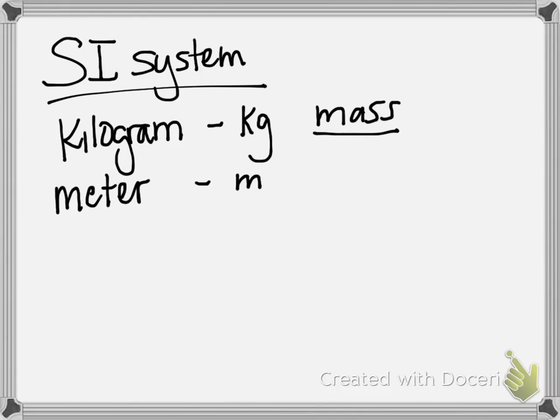If we have to measure the length of something, we'll measure it in meters or some derivative unit of meters. Meters is abbreviated with a lowercase m, and the quantity that meters measures is length. So meters is the SI unit which measures the quantity length.